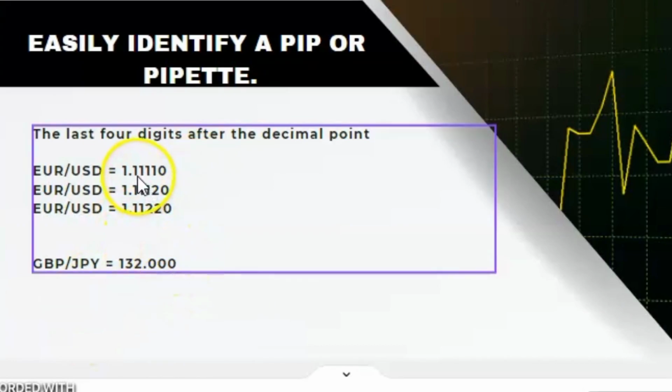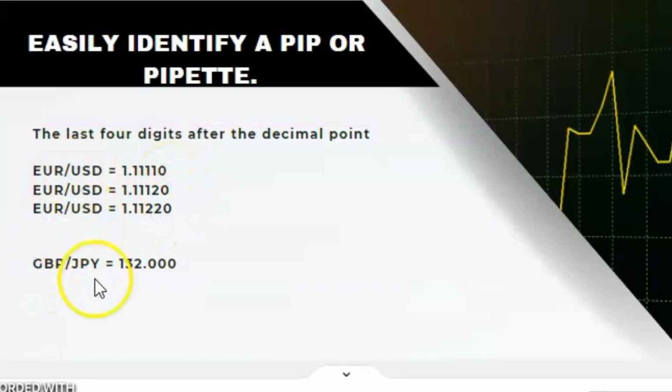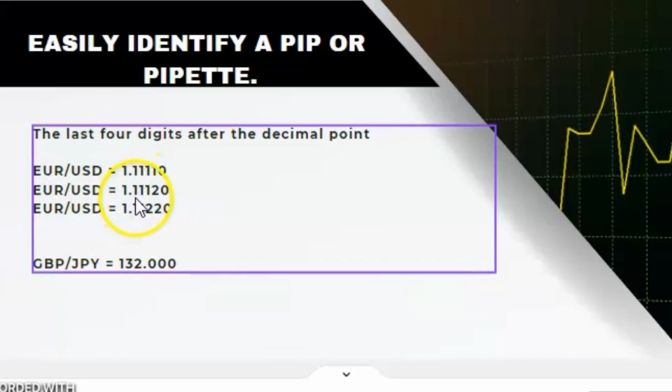So look at this now. Say this particular trade, the quoted currency pair is 1.11110. When it moves up in the trade, you get 1.11120. So you can see that it moved by a difference of 10 units. That is to say it has moved by 1 pip. These pipettes here, it was 10.